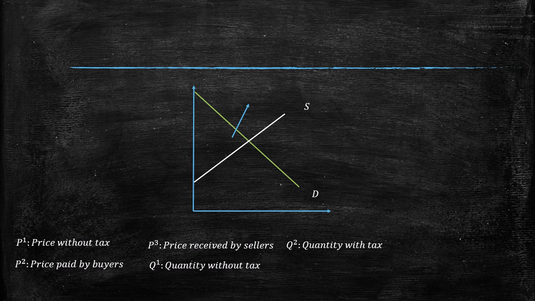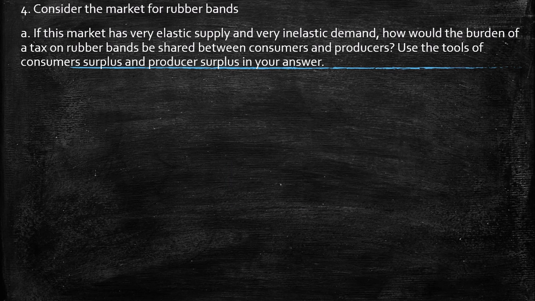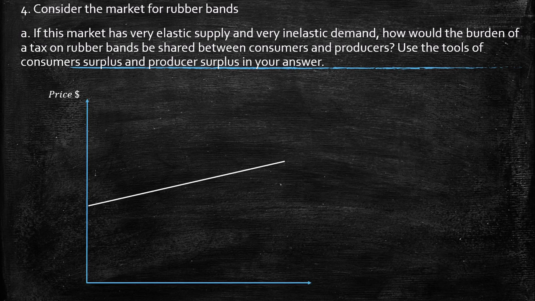So the other point is about the question: consider rubber bands. A. If this market has very elastic supply and very inelastic demand, how would the burden of a tax on rubber bands be shared between consumers and producers? Use the tools of consumer surplus and producer surplus in your answer. So here we have the rubber bands. So here is the case.